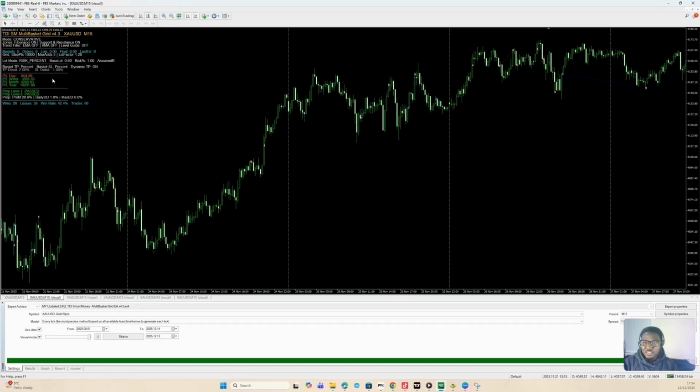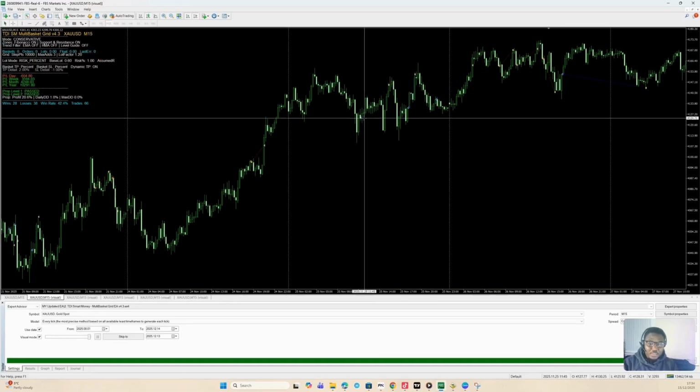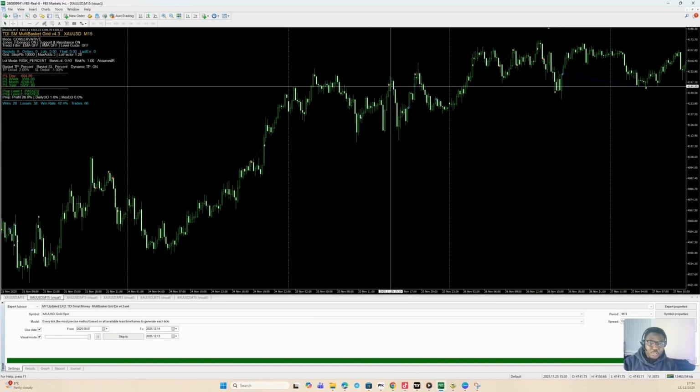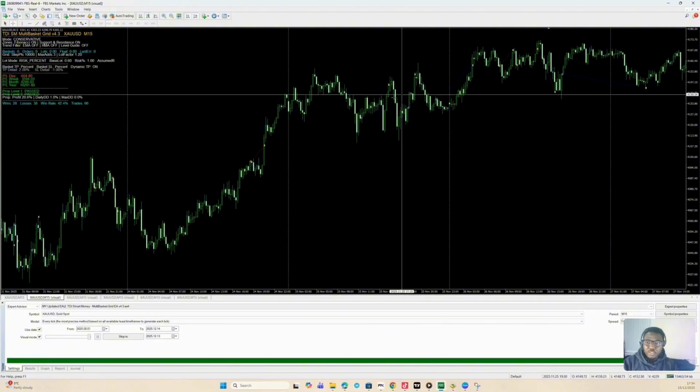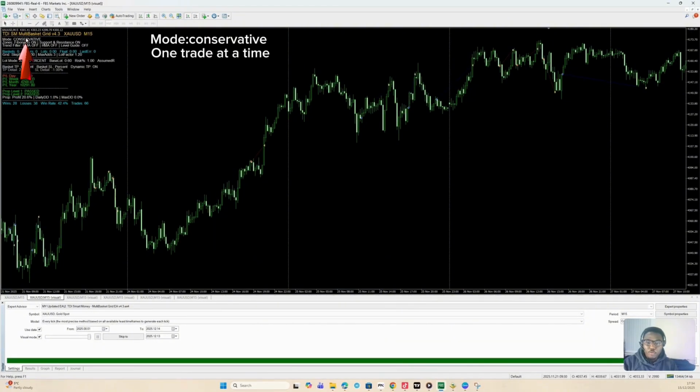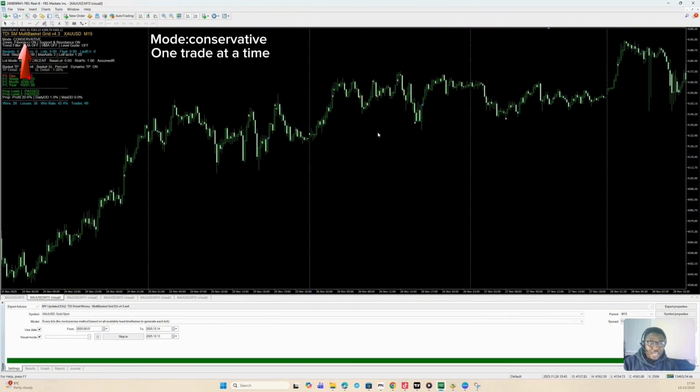The different setting I used here is that the stop loss is in percentage. I'm risking 1% on a trade and my TP is 2%, so I'm using 1:2. For instance, after this buy, stop loss will be 1%, TP will be 2%. And this is a conservative mode, so it only takes one trade at a time.